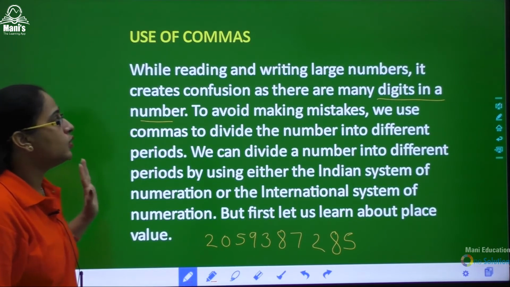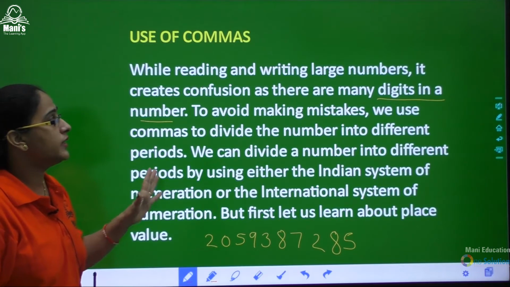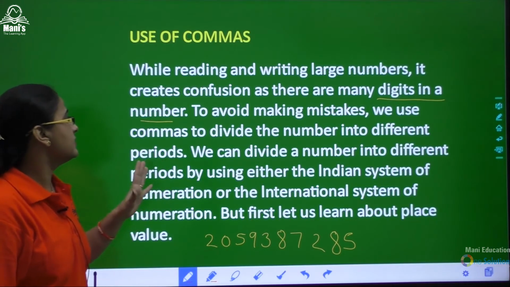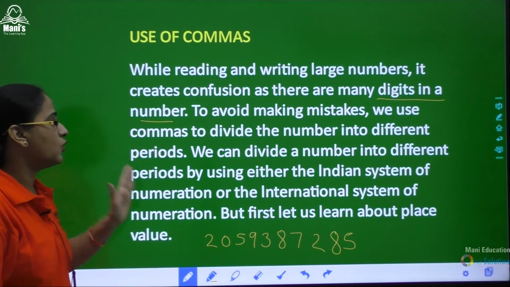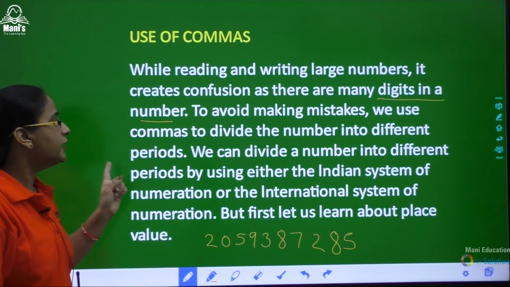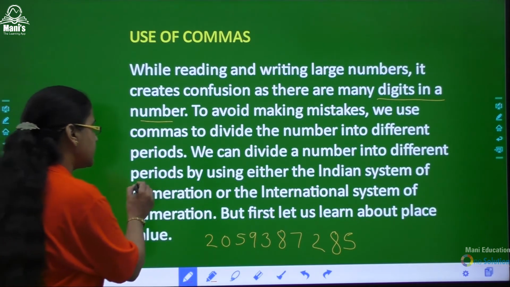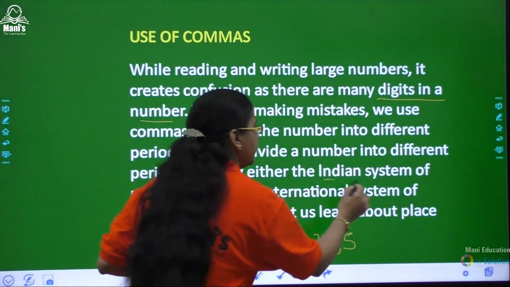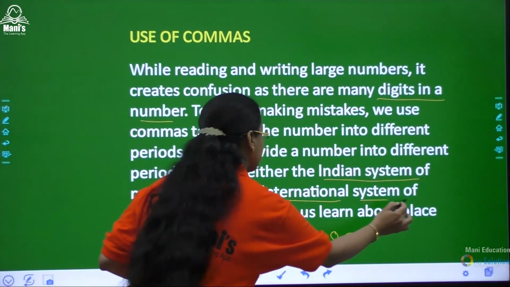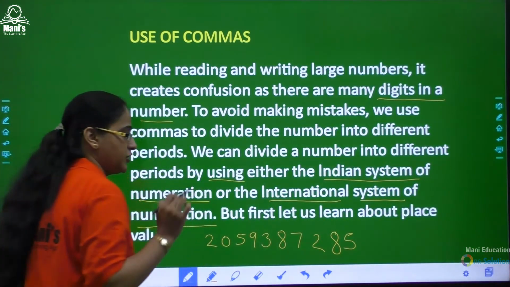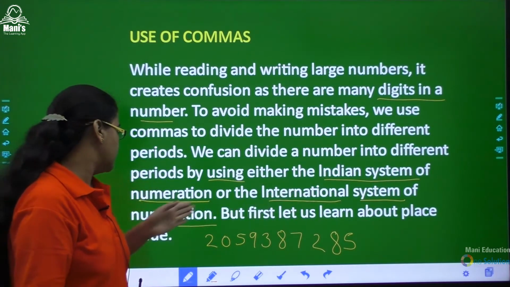That is the use of the commas. While reading and writing a large number, it creates confusion as there are many digits in a number. To avoid making mistakes, we use commas to divide the number into different periods. We can divide a number into different periods by using either the Indian system of numeration or the international system of numeration. But first let us learn about the place value.